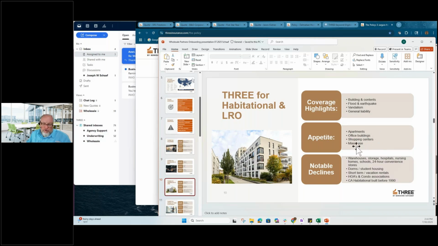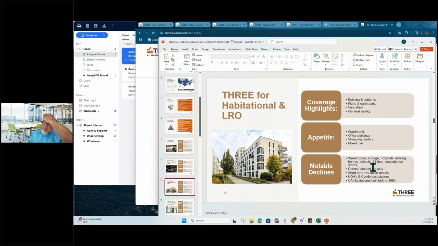Mixed use, of course, would be a commercial situation combined with the habitational. So maybe a store at the bottom and then apartments at the top. We can insure that as long as the landlord is not living in the apartments. Anytime a landlord's living in the building, it's considered personal lines for personal insurance. We cannot insure that. That's something that's not mentioned on our slide here, but I wanted to mention that so you guys knew that. If the landlord actually lives on the property, we cannot insure because then it's considered personal lines.